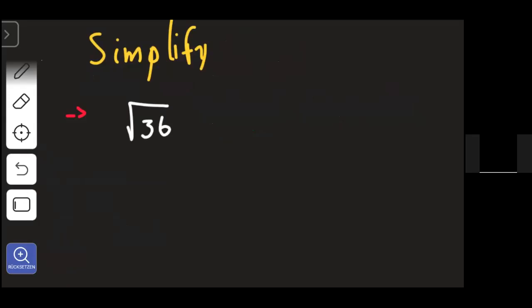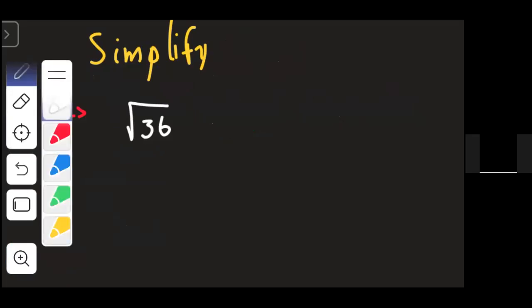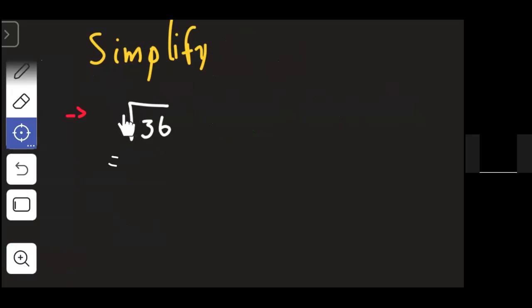Let's have a look at this one. We're asked to find the square root of 36. Again, we have the radical symbol here, and 36 is the radicand. And what is the index? What is the value of the index in this case if we don't see it? 2. Correct. The index is going to be 2 since we don't have it. Have that in mind.